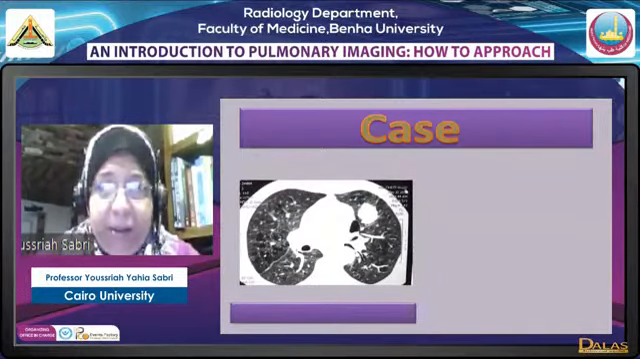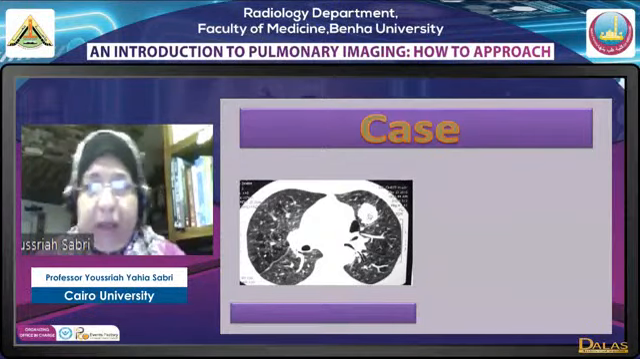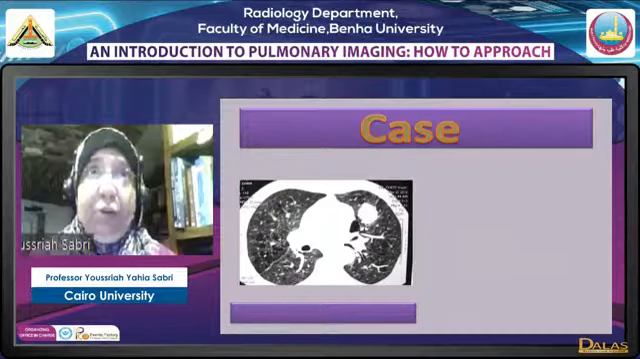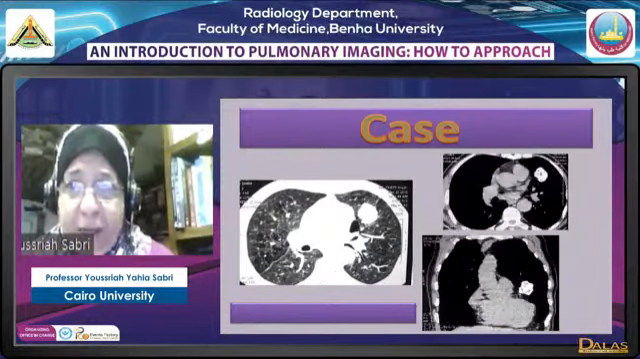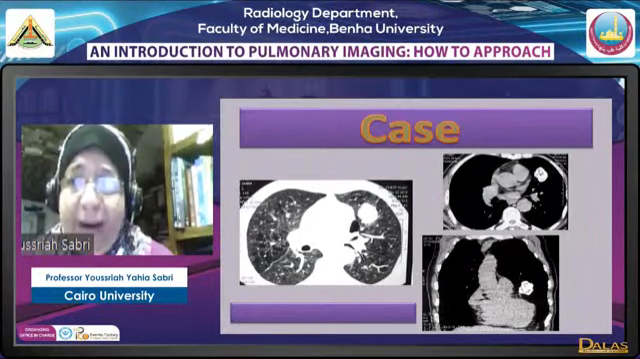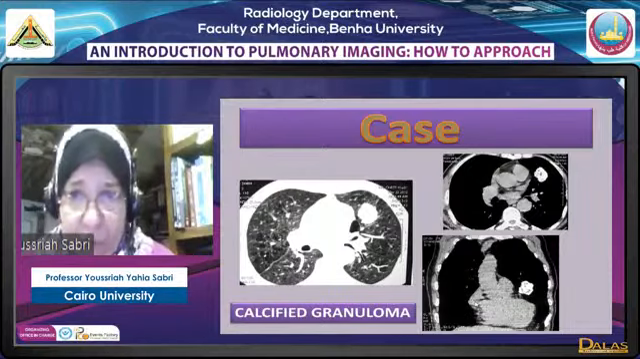A male, 60 years, heavy smoker with a mass lesion with lobulated outline. Are we dealing with a bronchogenic carcinoma? What should we do? To see tissue characterization, we must look at the mediastinal window. The mediastinal window shows a heavily calcified lesion that can only be a calcified granuloma. Okay.